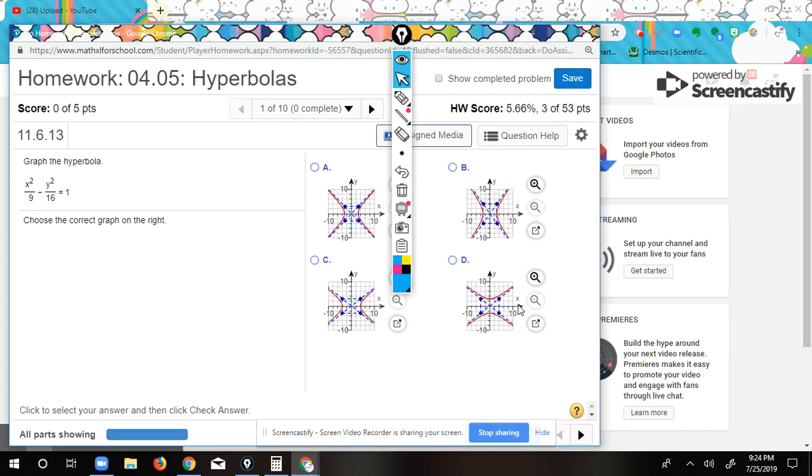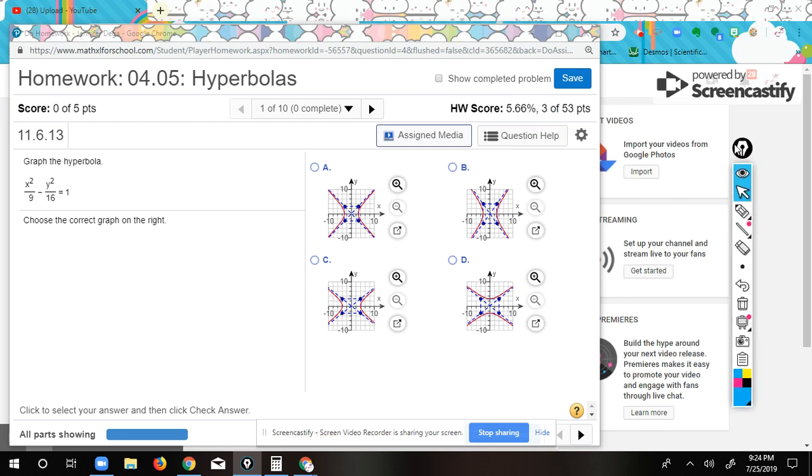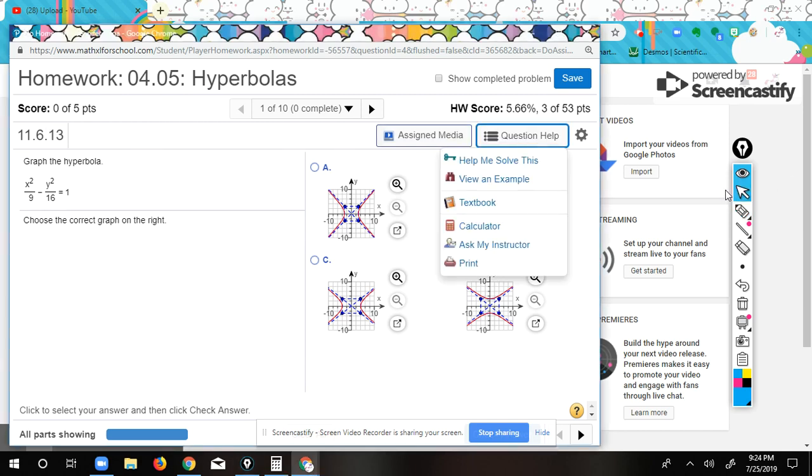Alrighty, we are officially in the world of hyperbolas. So, as always, we can just graph it and see what it says, but we don't really have to do that. I'm going to refer to the handy dandy little tool called View an Example.